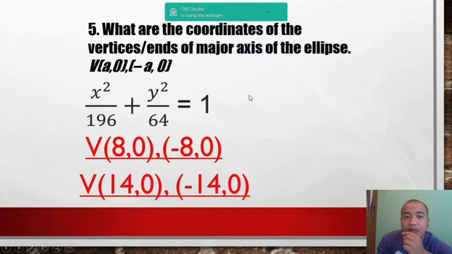Next item, what are the coordinates of the vertices or ends of the major axis of the ellipse? Okay, here is our hint. Vertices are the coordinates a, 0 and negative a, 0. So this is case 1. Most probably a is 14. So this should be the correct answer. 14, 0 and negative 14, 0. Not 80, negative 80. Right?